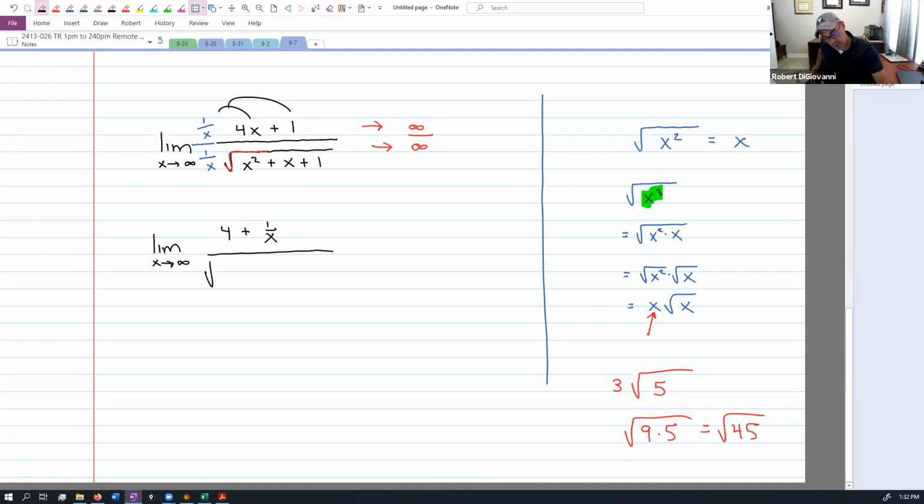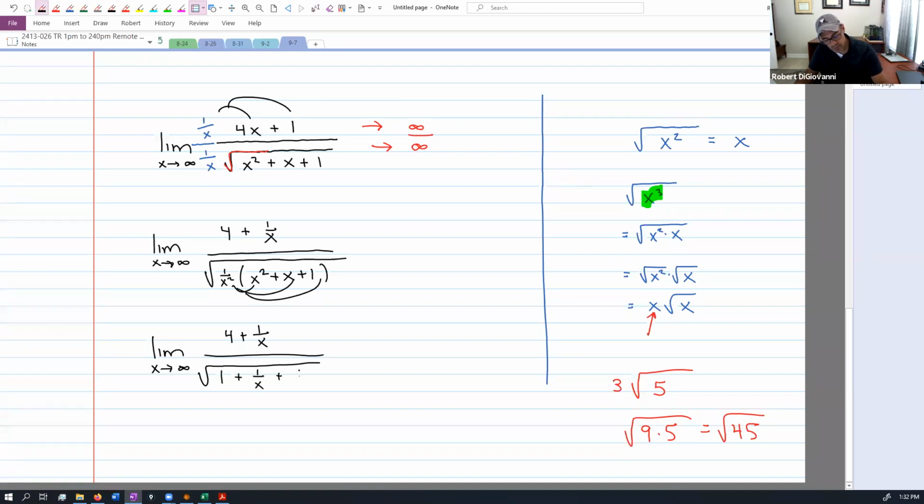And now on the bottom, now watch. I'm going to take this in 2 steps. I'm going to push the 1 over x in, which makes it a 1 over x squared. But now it has to distribute through to everything that was in the root, right? So that's like me pushing this 3 in. I push the 3 in as a 9. I push the 1 over x in, it becomes a 1 over x squared, and then it has to distribute. So when I distribute, I get 1 plus 1 over x plus 1 over x squared.